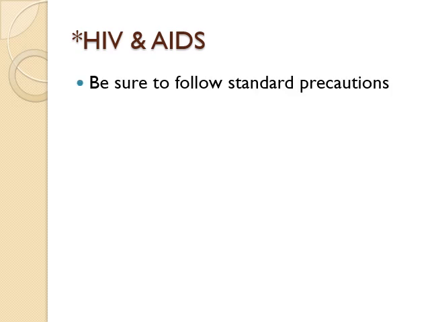HIV and AIDS. So again, this is an immunodeficiency syndrome. Autoimmune is when the immune system is attacking the body. Immunodeficiency is when the immune system is suppressed. With this, you want to make sure that you're following standard precautions with all of your individual patients, because this is a bloodborne disease.